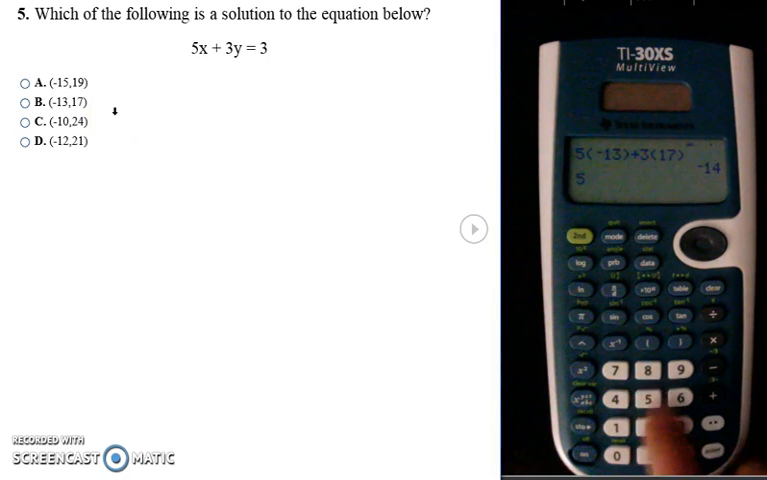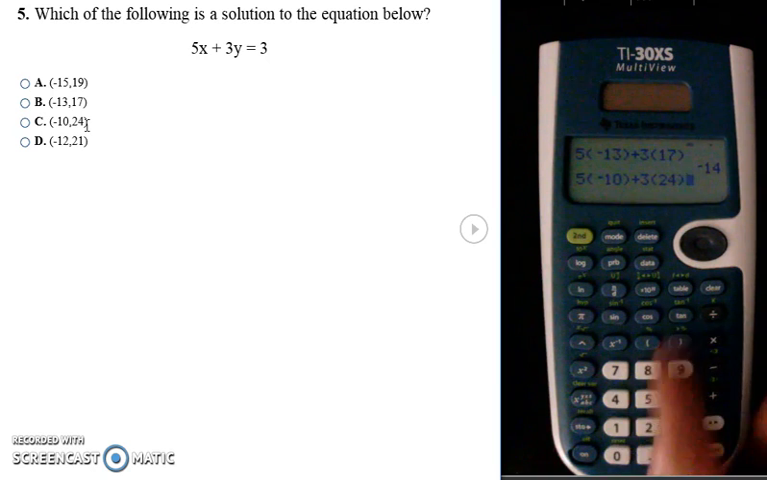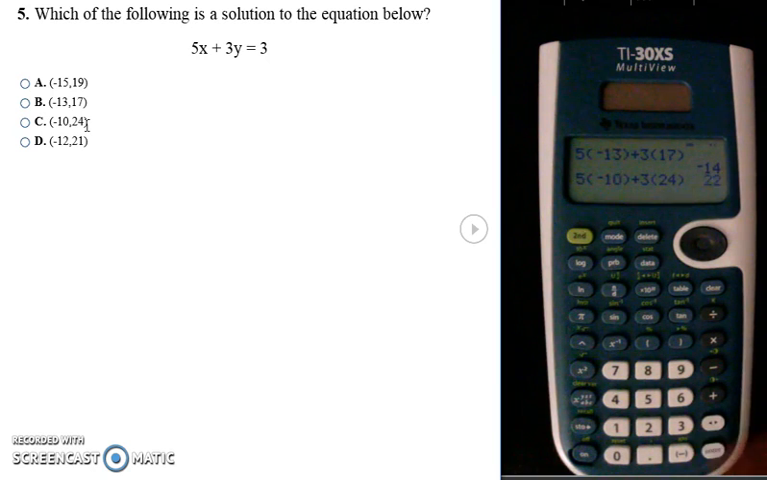So I'm going to have 5 times my x number, which is negative 10 here. So I'm going to have negative 10 in parentheses, using that negative button and not the minus button, plus 3y. My y number here is 24. So instead of typing y, I type a parentheses 24, I press enter, and that gives me 22. So that means C isn't going to be my answer either.